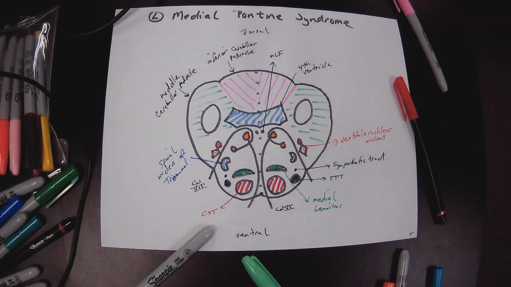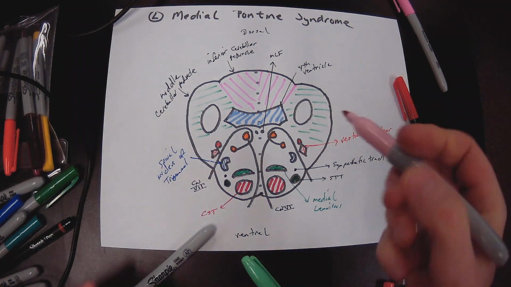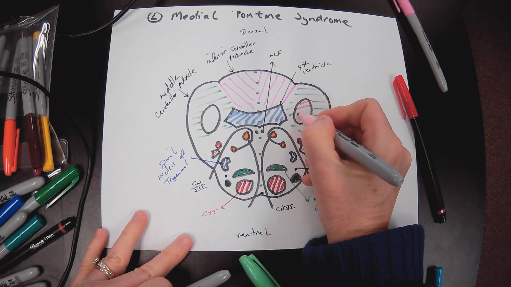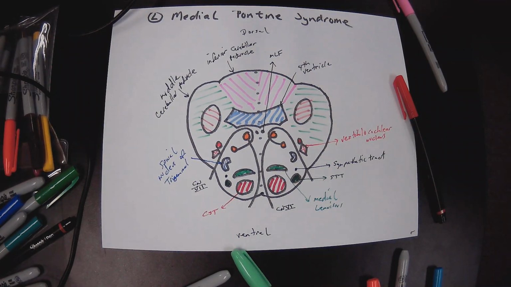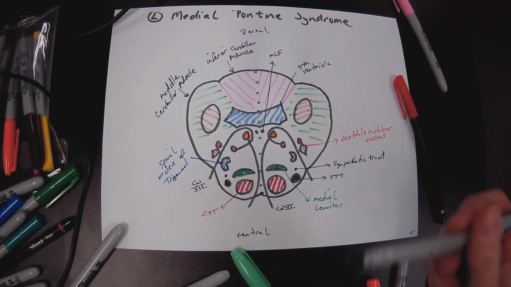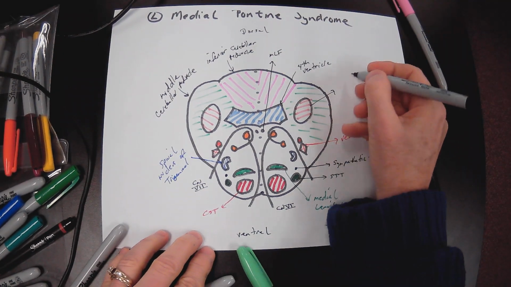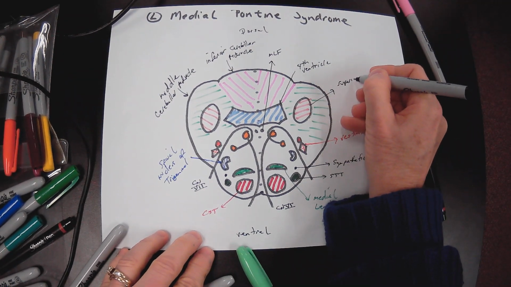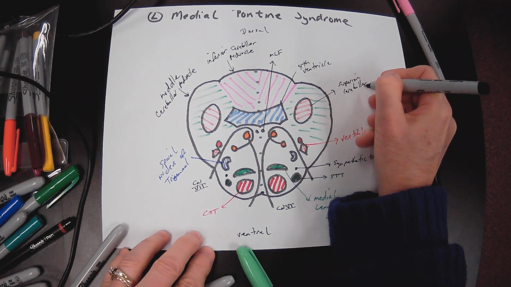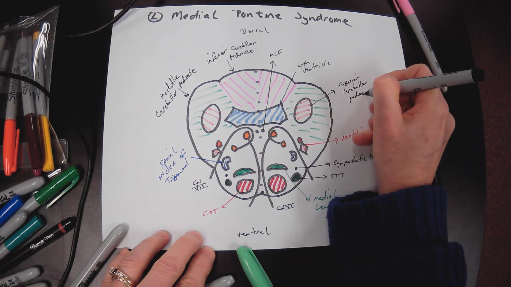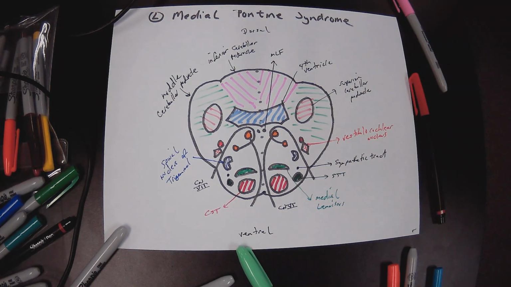And there's just one more peduncle that we haven't labeled yet, and that's going to be your superior, all the way out here. It's going up and down. Superior cerebral. Nothing new there, just labeling what we've talked about before.